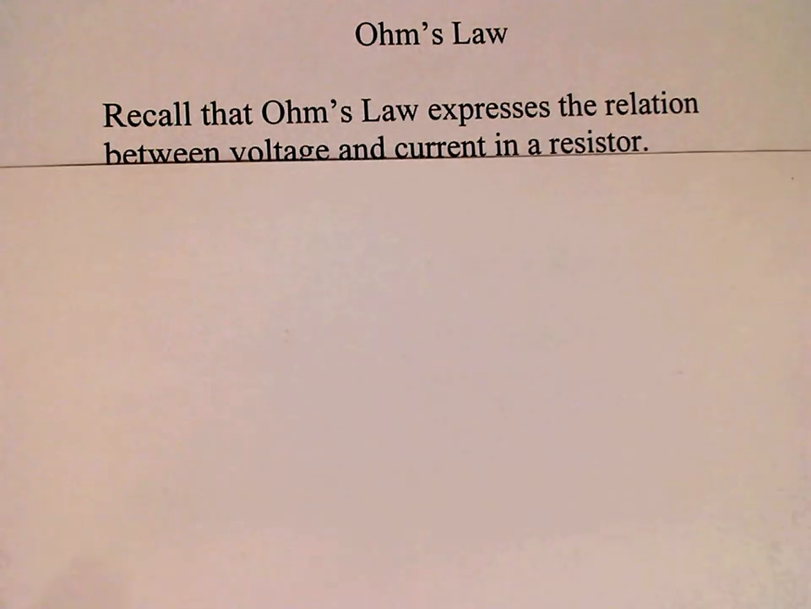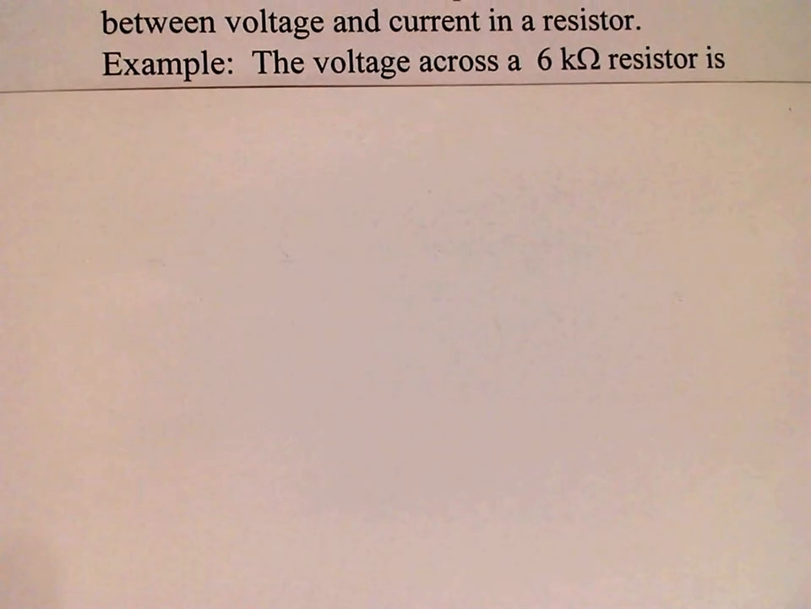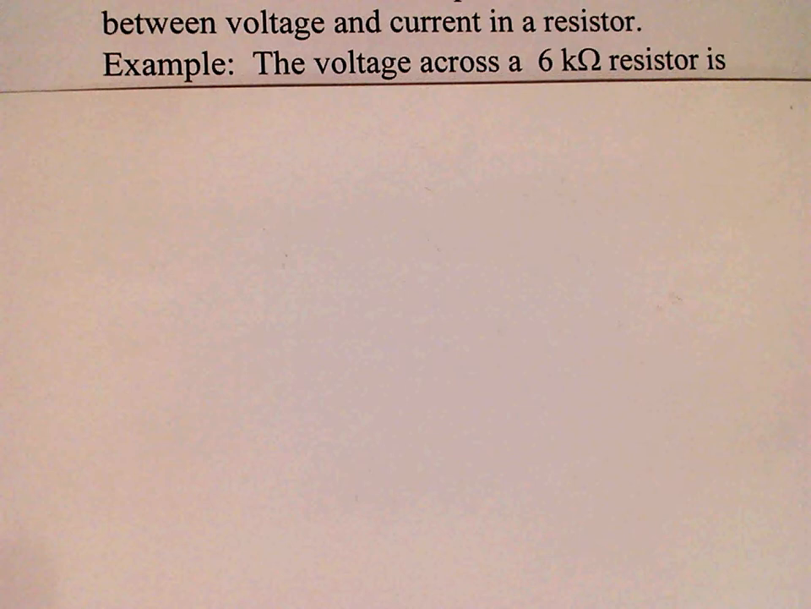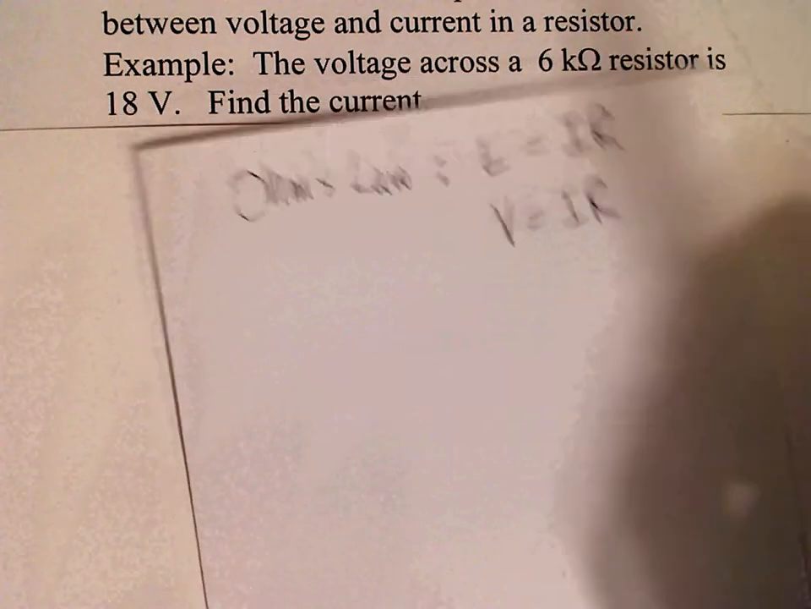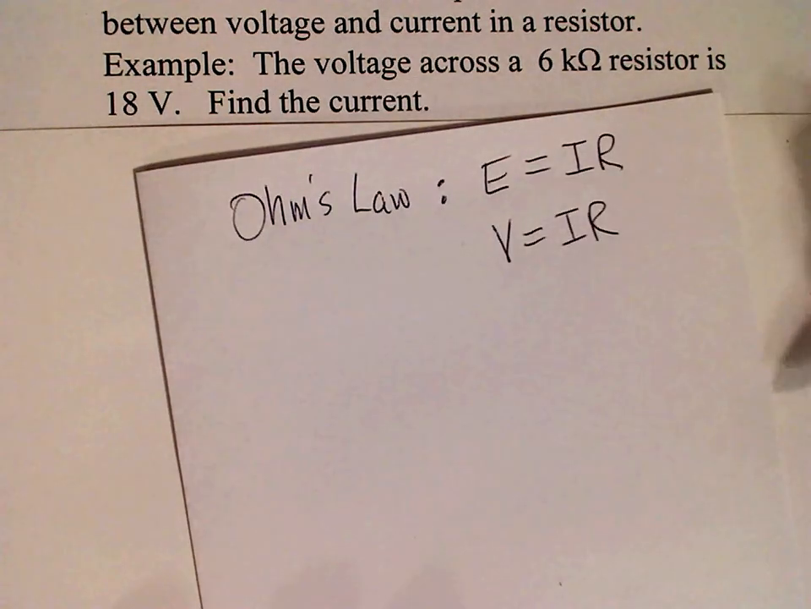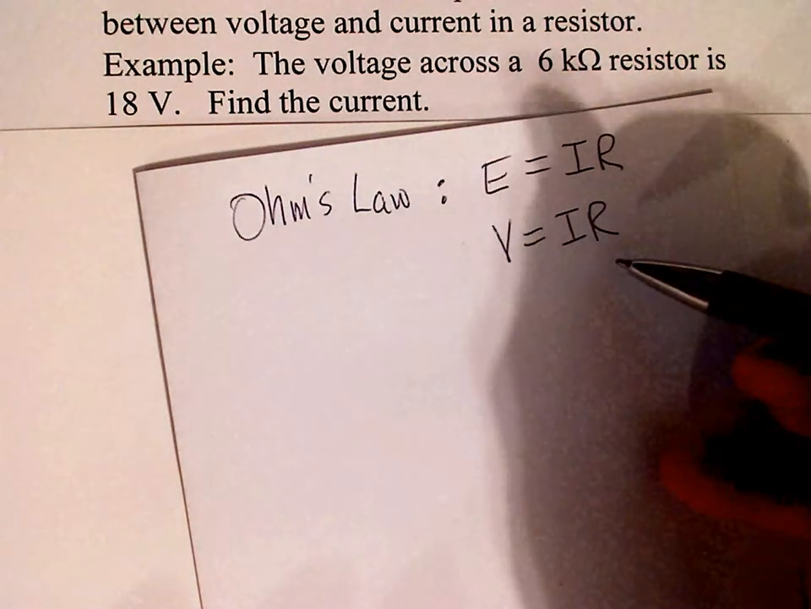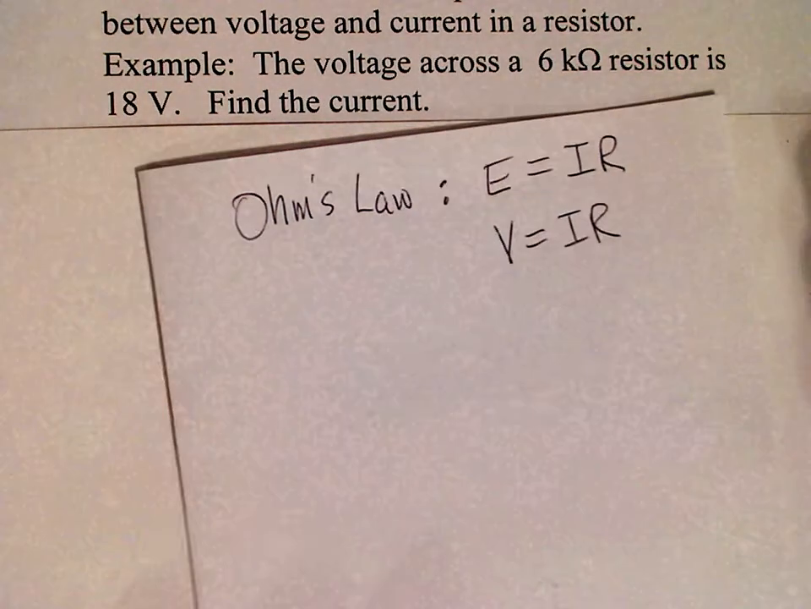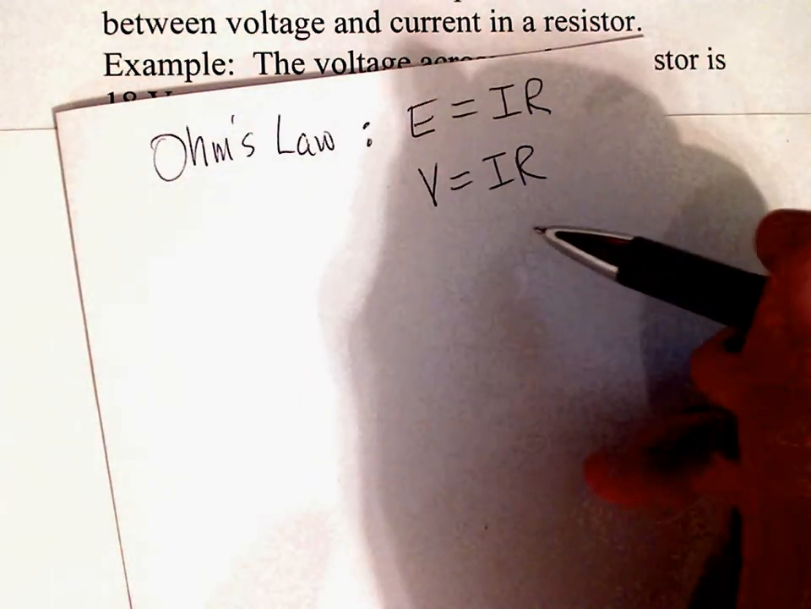So as an example, we have the voltage across a 6 kilo ohm resistor is 18 volts. Find the current. We're asked to find the current, so let's start with Ohm's law in the form that it's given and solve this equation for the current.